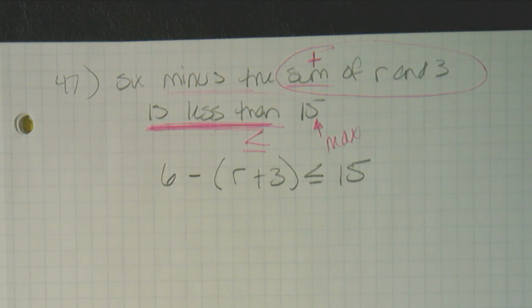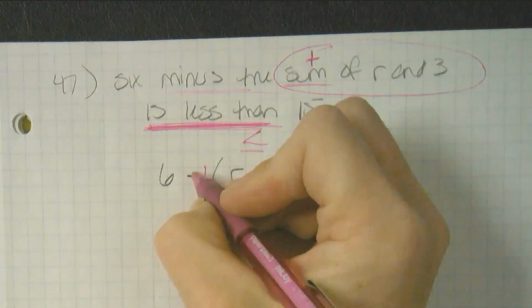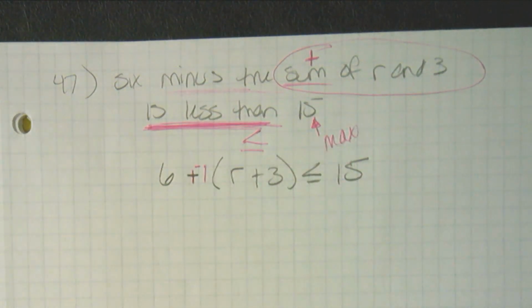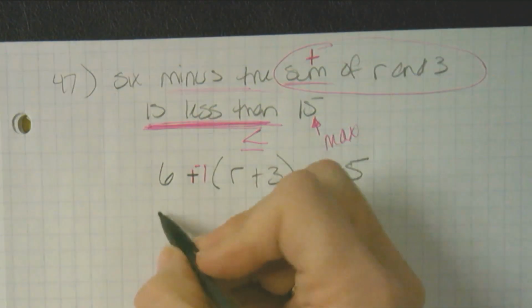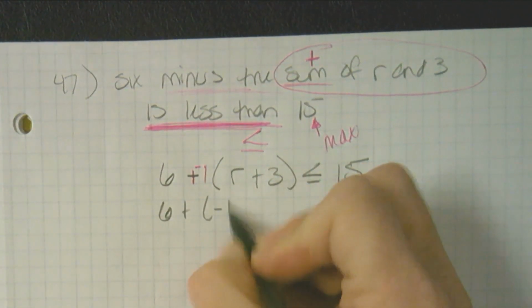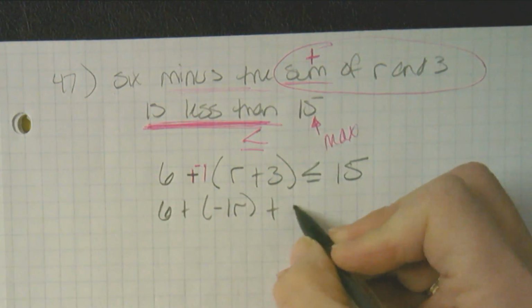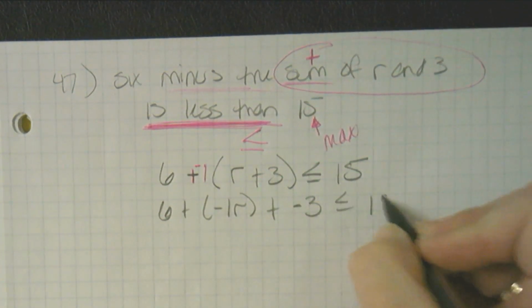Now to finish solving this, I do have to do the distributive property. Because I do have to say, all right, this is really a 1 there, and because I have subtraction, I do have to do adding the opposite on that. So I do agree with you, because it's subtraction, I do have the distributive property. If that was 6 plus the sum of, I wouldn't have distributive property to do, right? All right, so now if I finish this, I have 6 plus negative 1r plus negative 3 is less than or equal to 15.